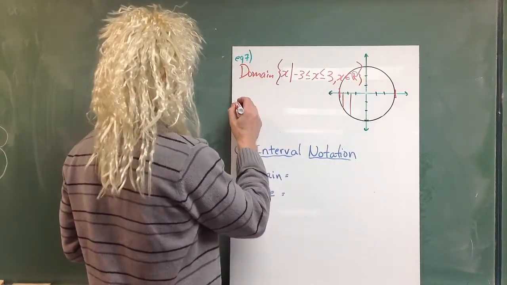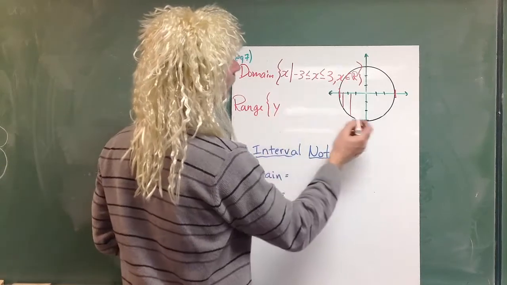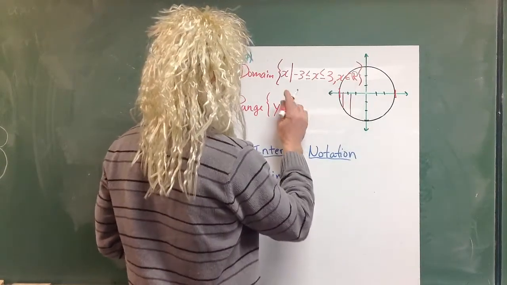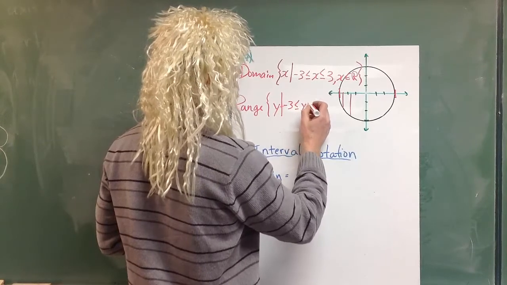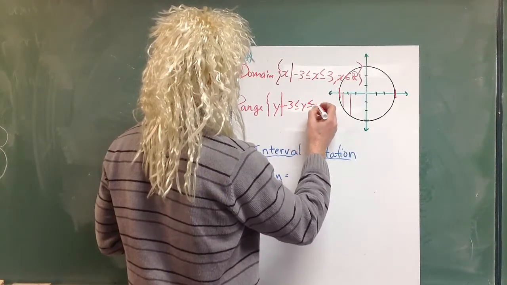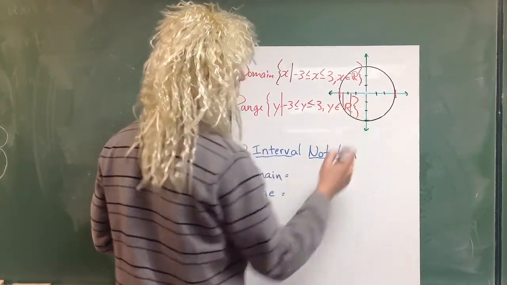And the range, y, is also from -3 to +3. y such that -3 is less than or equal to y is less than or equal to +3, and y again can be any real number.